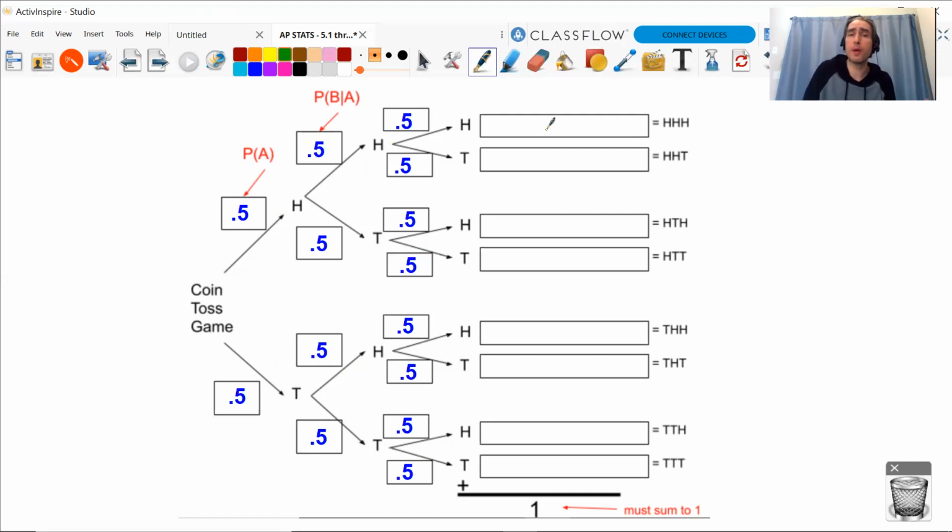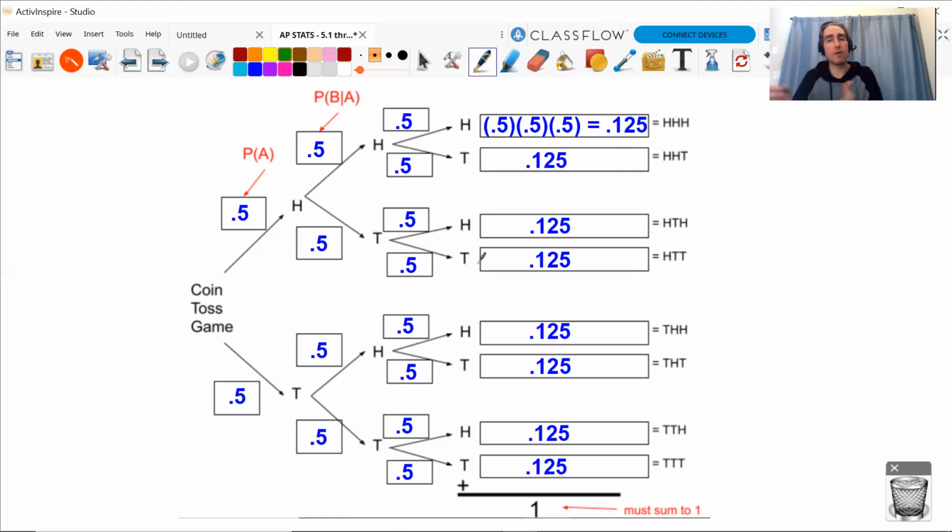So if I want to know what's the probability of getting all 3 heads, well, I'm going to multiply 0.5 times 0.5 times 0.5, which is 0.125. That's 1/8, by the way. If I do the same thing, like first one's a head, second one's a head, third one's a tails, it's still 0.5 times 0.5 times 0.5. In fact, they're all going to be, because if you follow the branches along there, they're each going to be 0.5 times 0.5 times 0.5. So 0.125 ends up being 1/8.